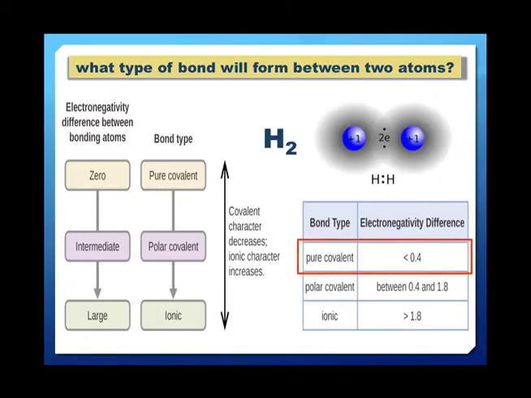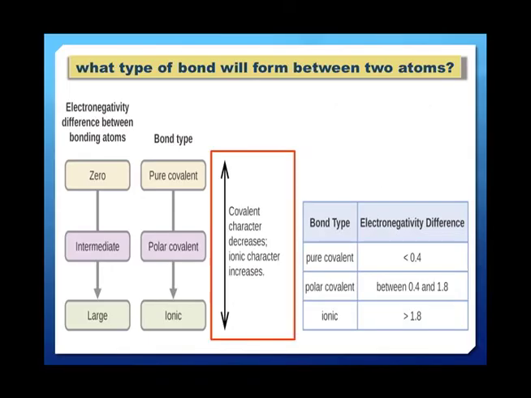If the difference is less than 0.4, we say that it is essentially nonpolar, or pure covalent, where the electrons are shared roughly evenly between the atoms. Another way of stating this is saying that as the electronegativity difference increases, the ionic character of the bond increases, from pure covalent to polar covalent to ionic, or from electrons shared completely evenly to not being shared at all.